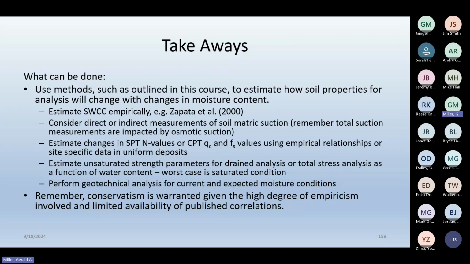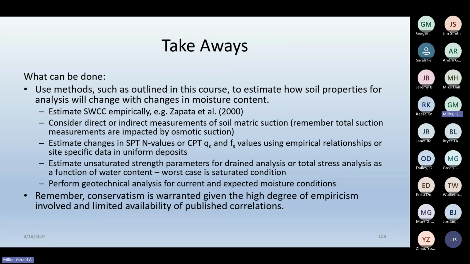And then perform your geotechnical analyses for current and expected moisture conditions. If you're recommending 3,000 PSF allowable bearing pressure for a footing, would you do that for the wet period if you knew the N values were going to change from an average of 12 to 4? Maybe not. So, just be thinking about these things and their impact.